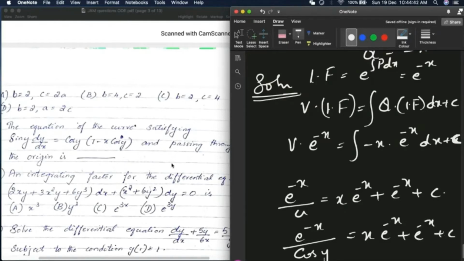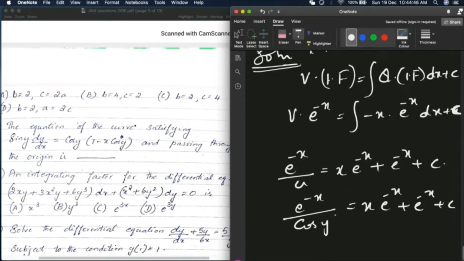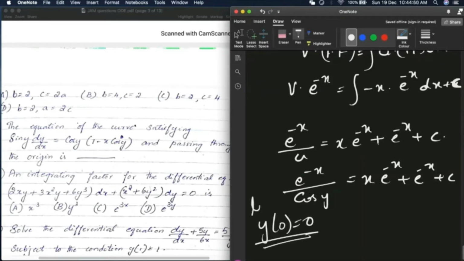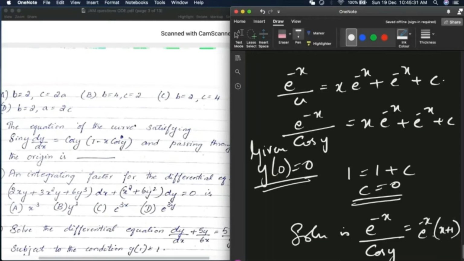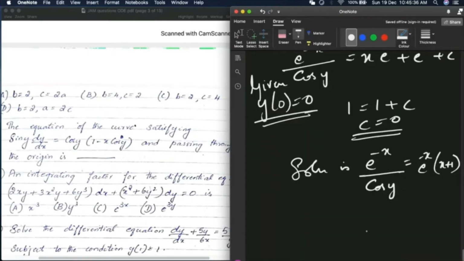I think there is one condition given to find this unknown, that it's passing through the origin, (0, 0). y of 0 is equal to 0 is given. So if I substitute, I'll get C. Cos 0 is 1. So 1 is equal to 1 plus C. C is equal to 0. So your solution is e raised to minus x by cos y equals e raised to minus x into (x plus 1). C is 0, so I can simplify this. The e raised to minus x cancels, so you can write sec y is equal to x plus 1.